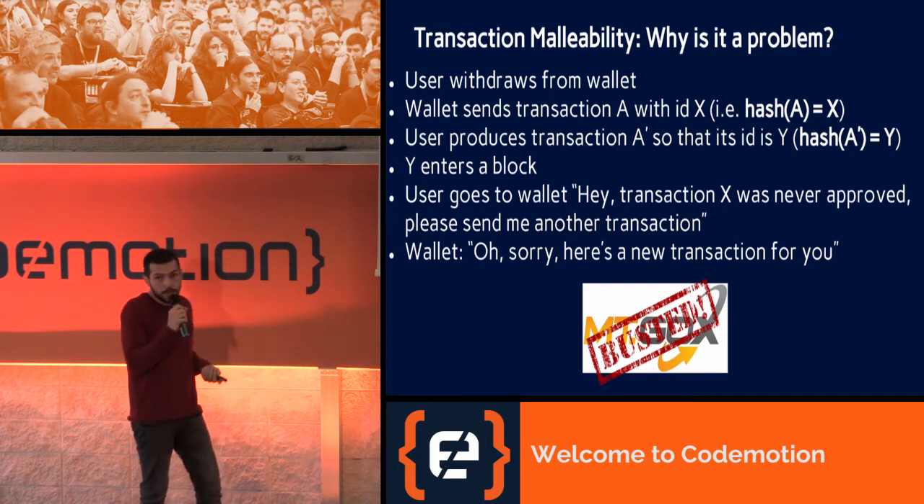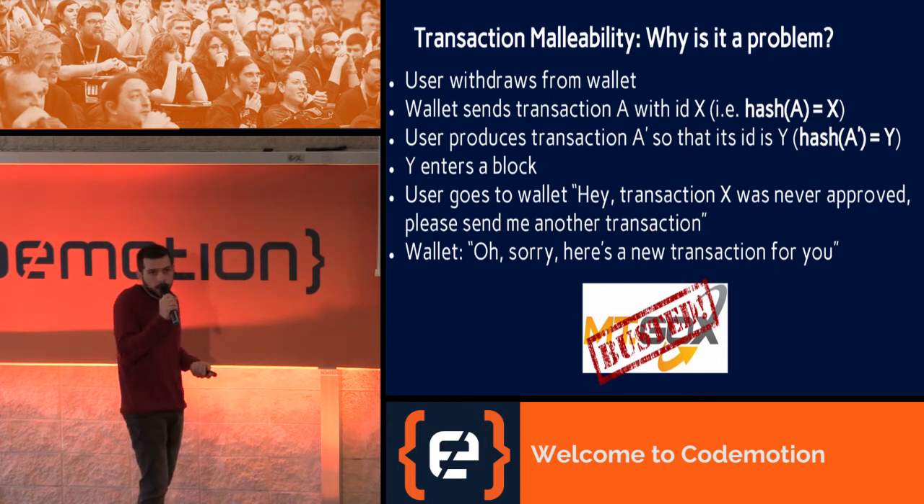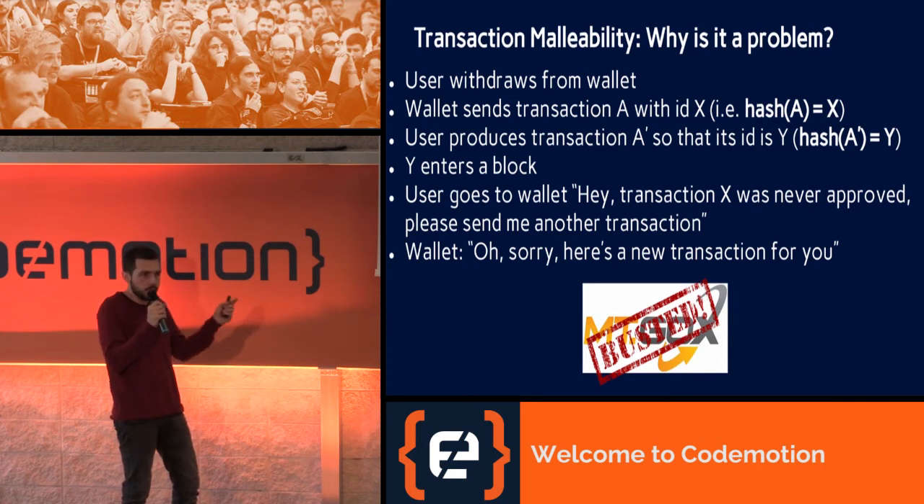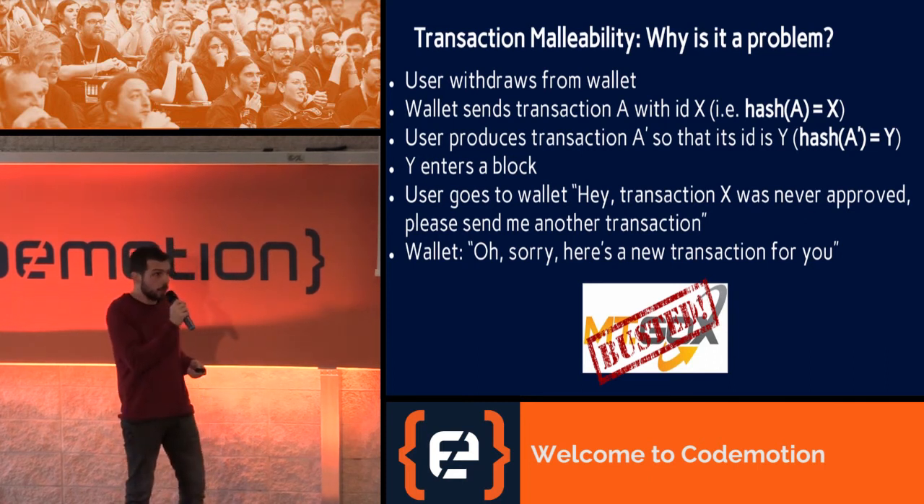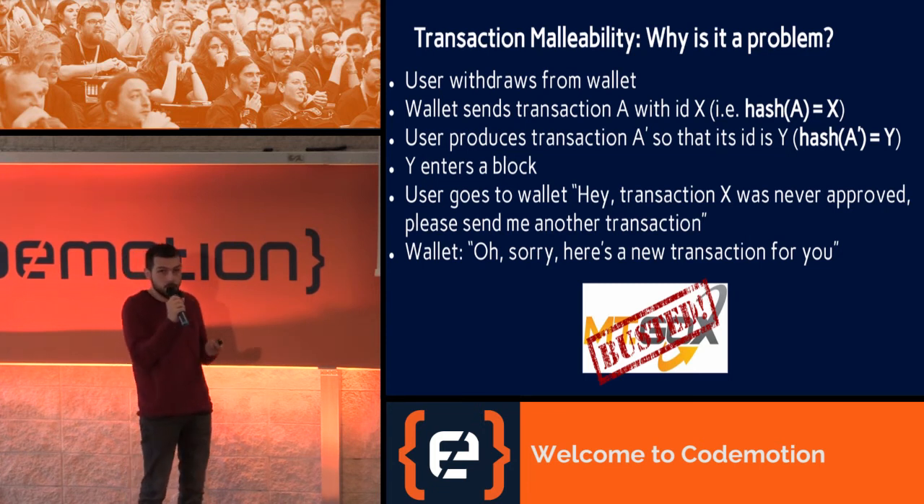But of course, this is a malleability problem that could be solved with good accounting. You could just do good accounting, and you could avoid this. But there is another problem that you can't go around, so this malleability issue needs to be fixed once and for all.